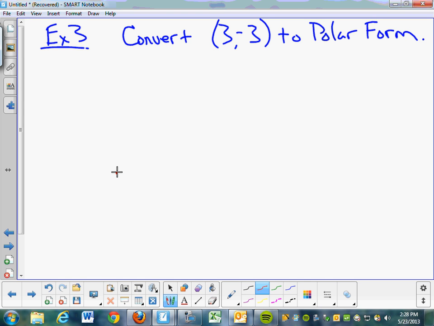Example 3. Convert (3, -3) to polar form. I don't do this just because I want to provide you a visual or have good teaching methods. I do this because I want to confirm my answer. So I encourage you to do the same. I draw a graph. Convert (3, -3) to polar form. Well, if I'm over 3, down 3, which quadrant am I in? In the fourth quadrant.